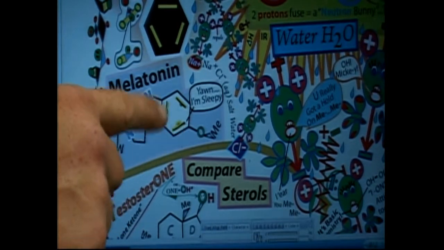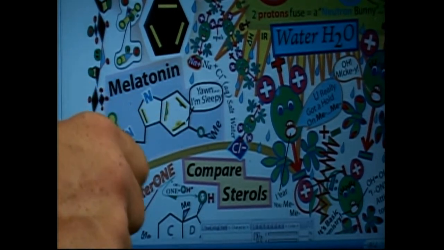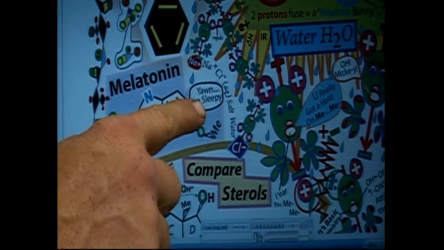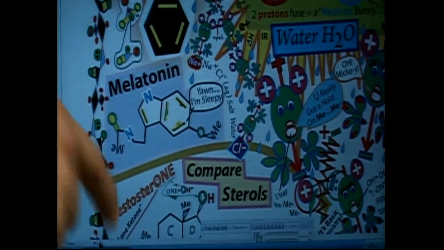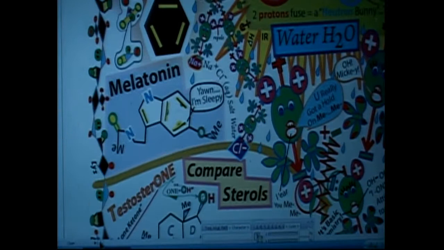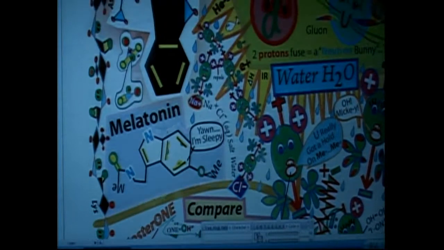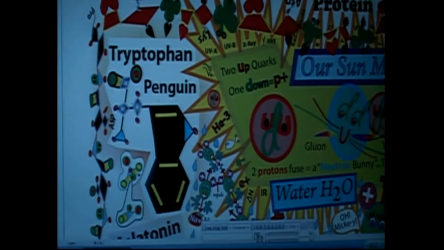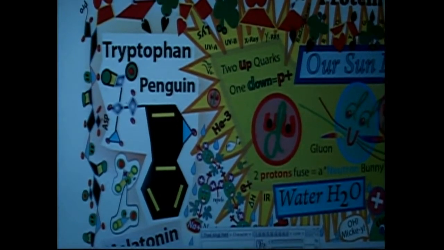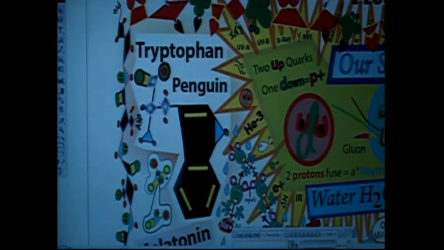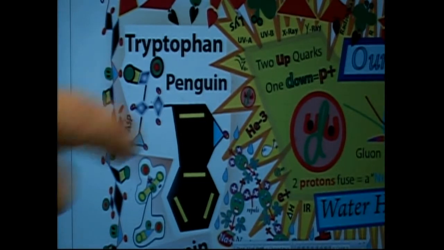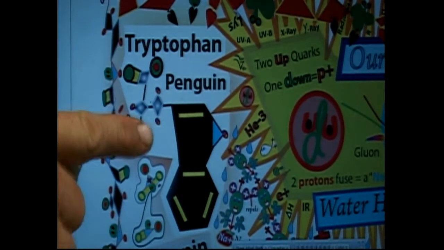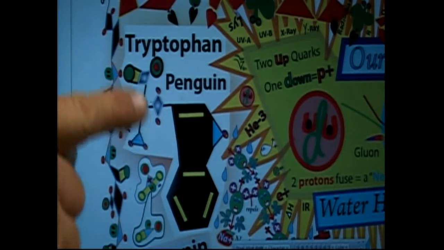So here there's Ben, the aromatic ring again, says, oh, I'm sleepy. So this way you remember melatonin is for sleep. Up here, I used to have this drawn different. It's a whole different animal, but then I found I was drawing it wrong, so I had to change it. Now it's the tryptophan penguin. Can you see that there? Does it kind of look like a penguin? This is the backbone of your proteins, the amino acids.